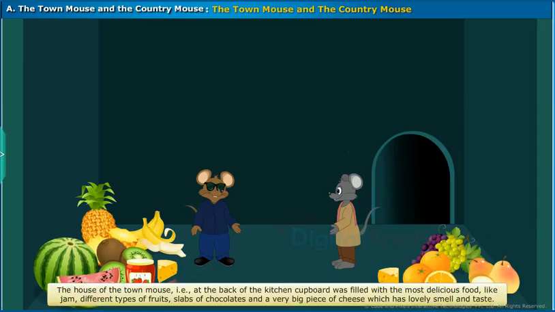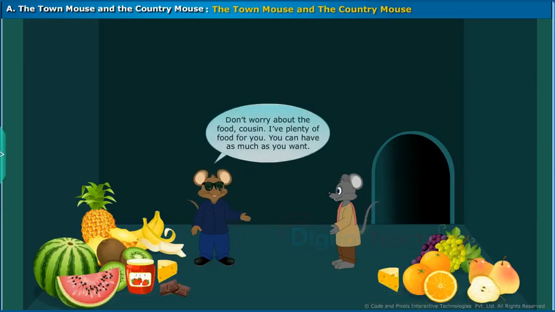The house of the Town Mouse, at the back of the kitchen cupboard, was filled with the most delicious food like jam, different types of fruits, slabs of chocolates and a very big piece of cheese which has a lovely smell and taste. "Don't worry about the food, cousin. I have plenty of food for you. You can have as much as you want."